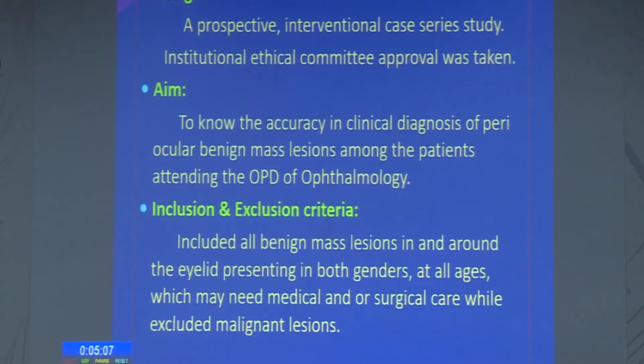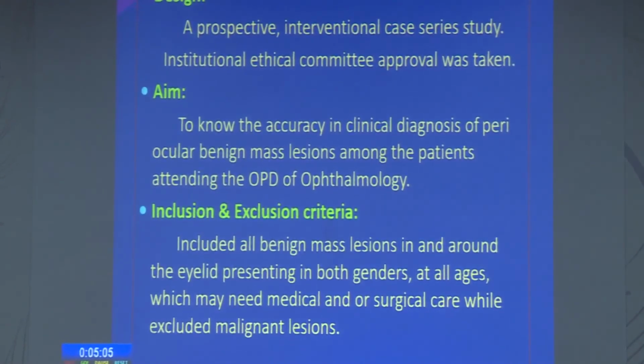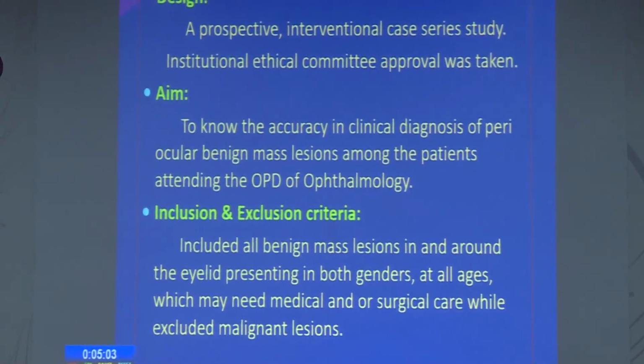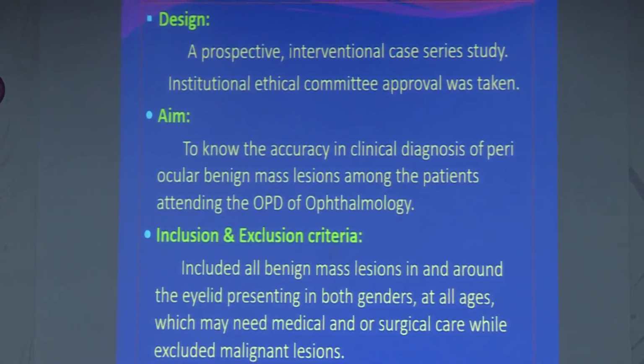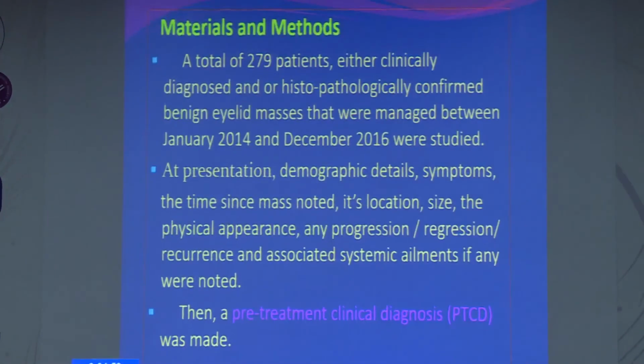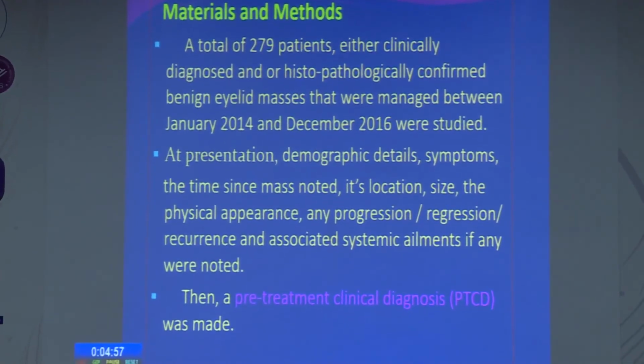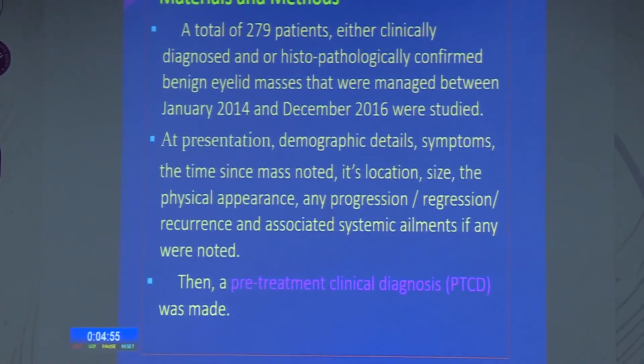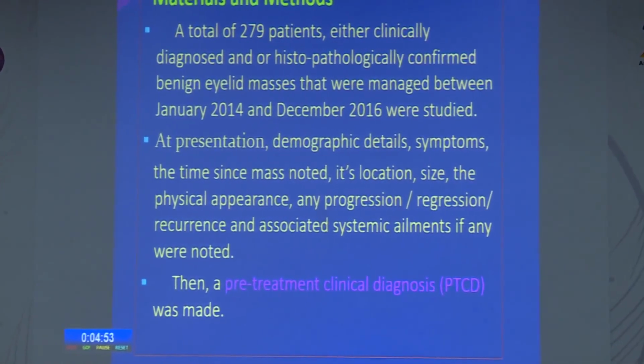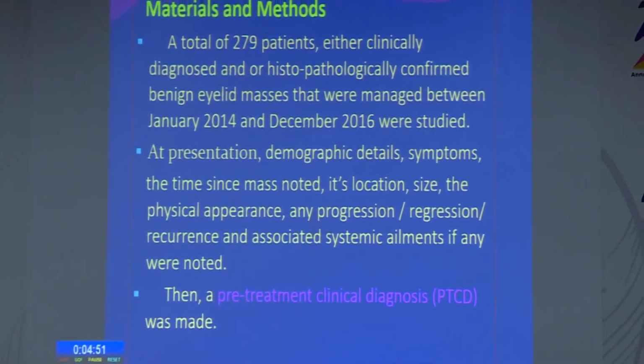We included all benign cutaneous mass lesions in and around the eyelid presenting in both genders at all ages, which may need medical and/or surgical care, while we excluded the malignant diseases. A total of 279 patients, clinically diagnosed and/or histopathologically confirmed benign eyelid masses that were managed between January 2014 and December 2016, were included.